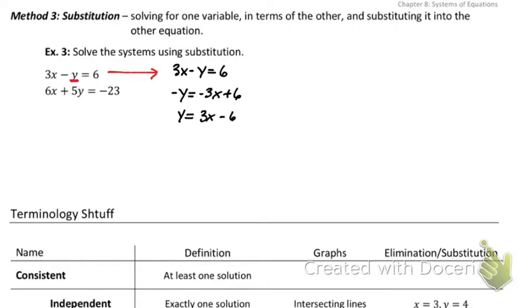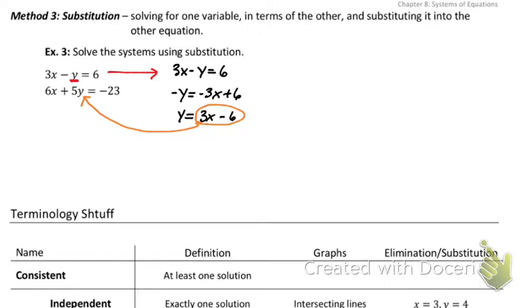Really, your only big concern when you're using substitution is make sure you substitute it into the right equation. You cannot plug this back into the equation you used. You have to plug it into the next equation. So we're going to take that 3x minus 6 and we're going to plug it in for that y on the other equation.